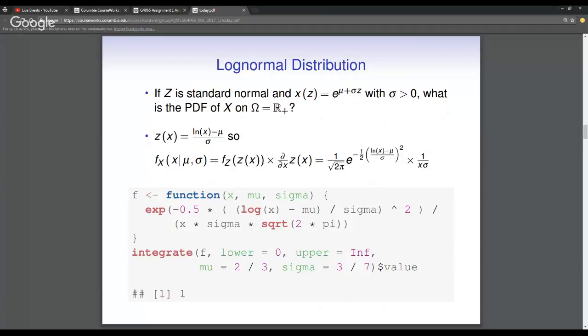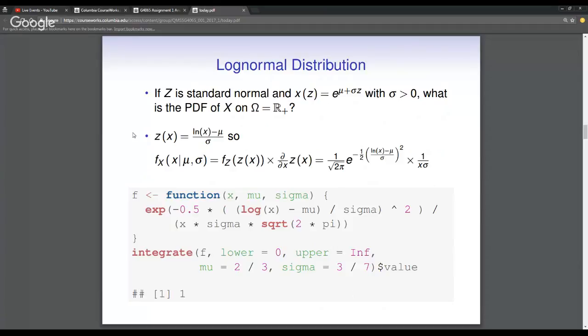As Nigel pointed out, the inverse function z as a function of x is the log of x minus mu, divided by sigma. Stick that into the standard normal PDF, except rather than writing z, you put what z is equal to in terms of x. Multiply by the derivative of z with respect to x. And the derivative of log of x is 1 over x. And then we have a sigma in the denominator there, so we have to include those pieces.